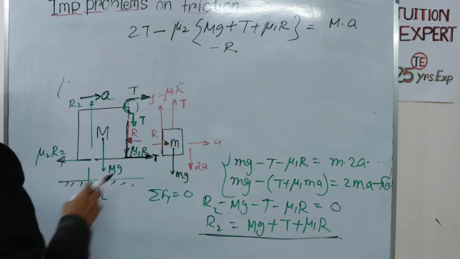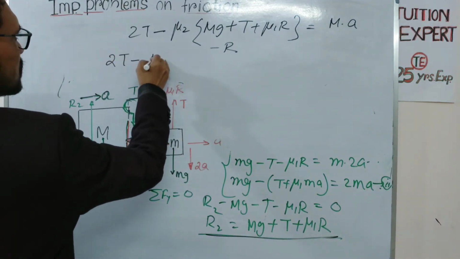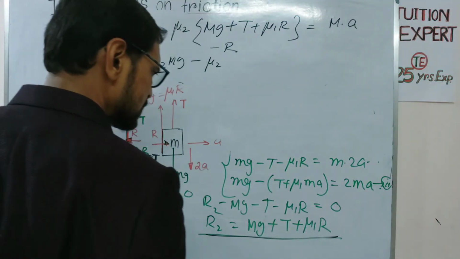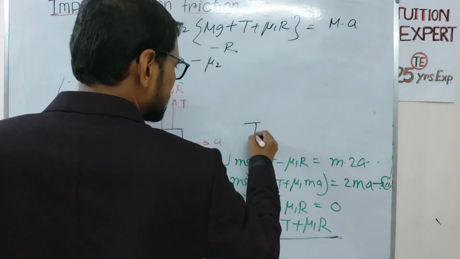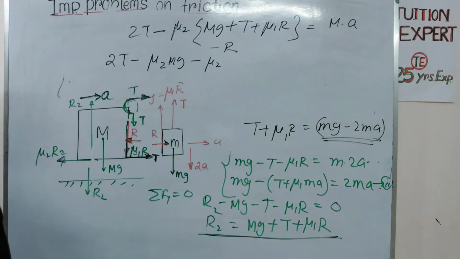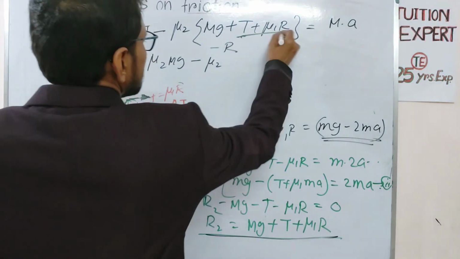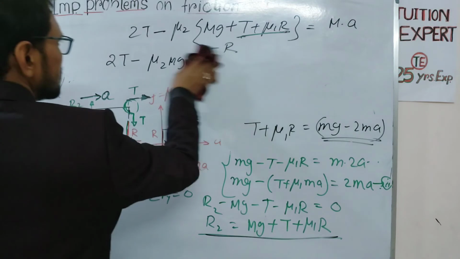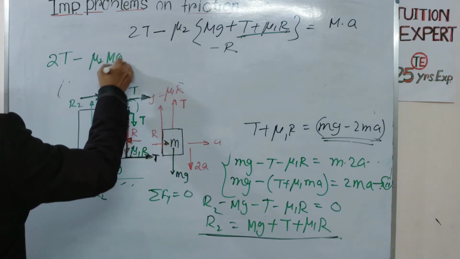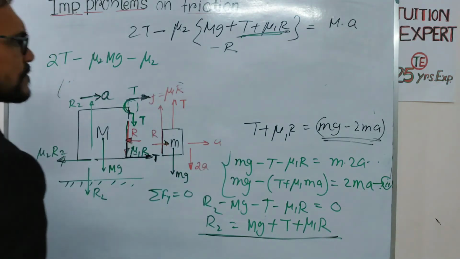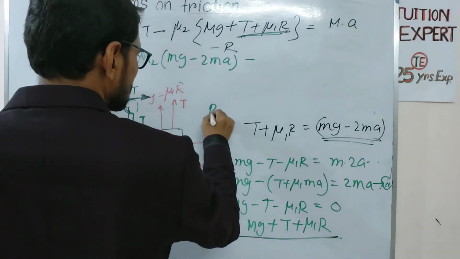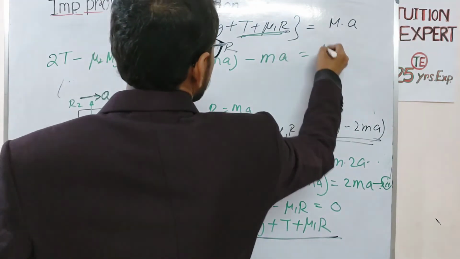So 2T minus mu2 mg minus mu2 into T plus mu1 R. From the earlier equation, T plus mu1 R equals mg minus 2ma, we can put this here. So 2T minus mu2 mg minus mu2 into mg minus 2ma minus R equals, with R equal to m into a, minus m into a, equal to capital M into a.